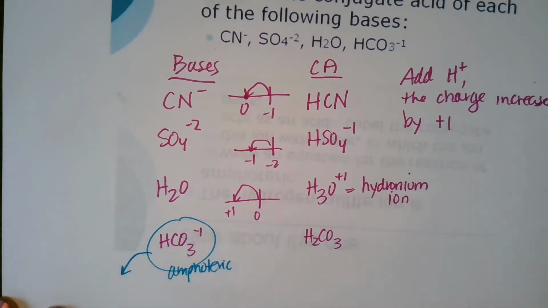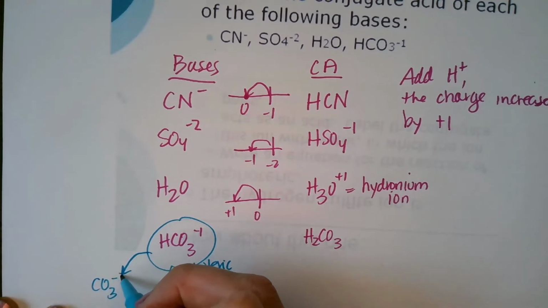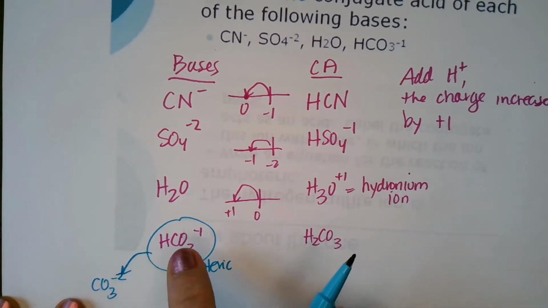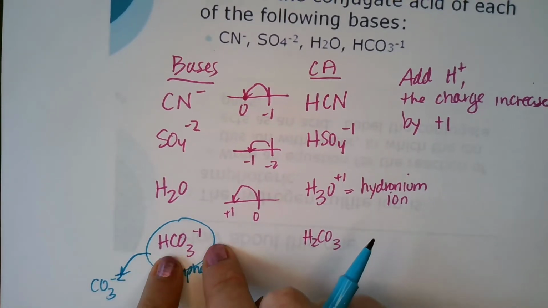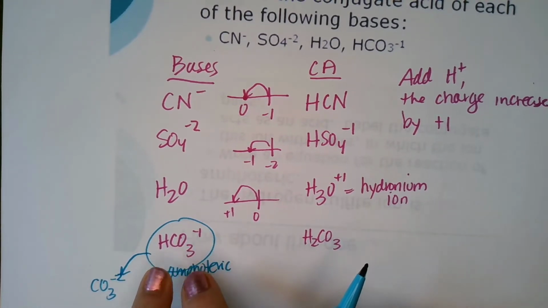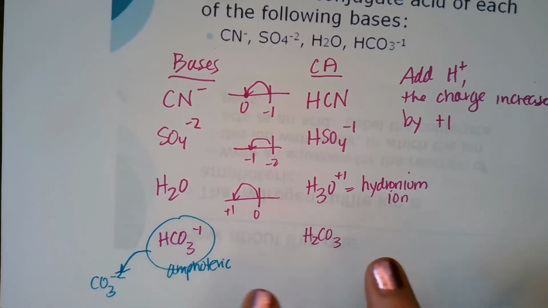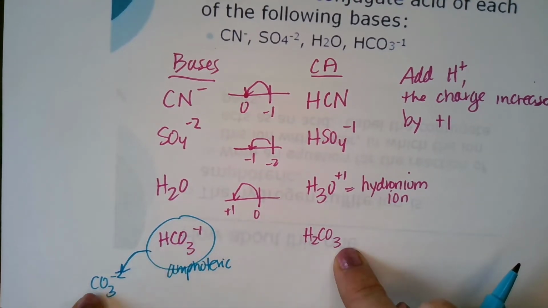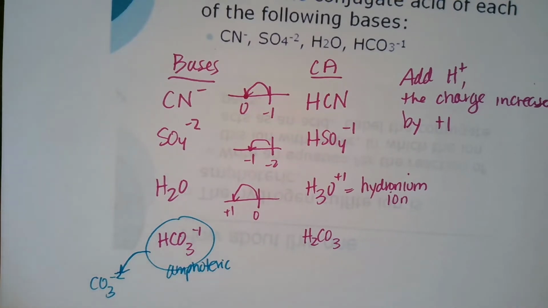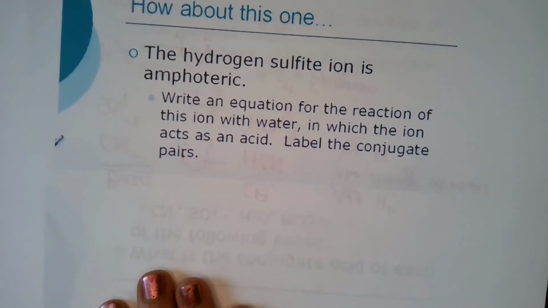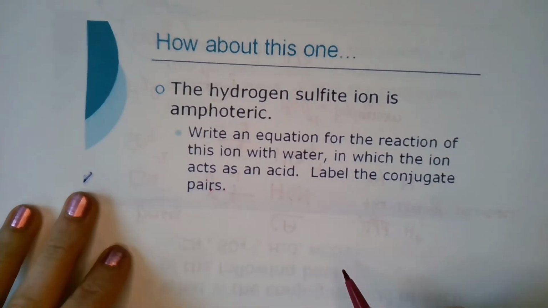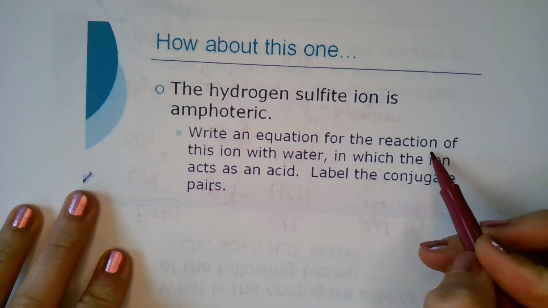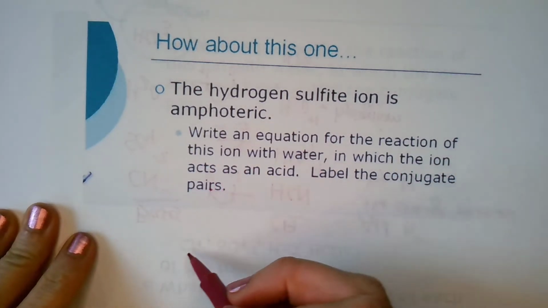So this could be the conjugate base of the conjugate acid of CO3 with a -2 charge, right? It could accept a hydrogen to go from CO3 minus 2 to HCO3 minus 1. And then here it can act as a base and form a conjugate acid. So that is called amphoteric. Let's look more into this one. That hydrogen sulfite ion that we just looked at is amphoteric.